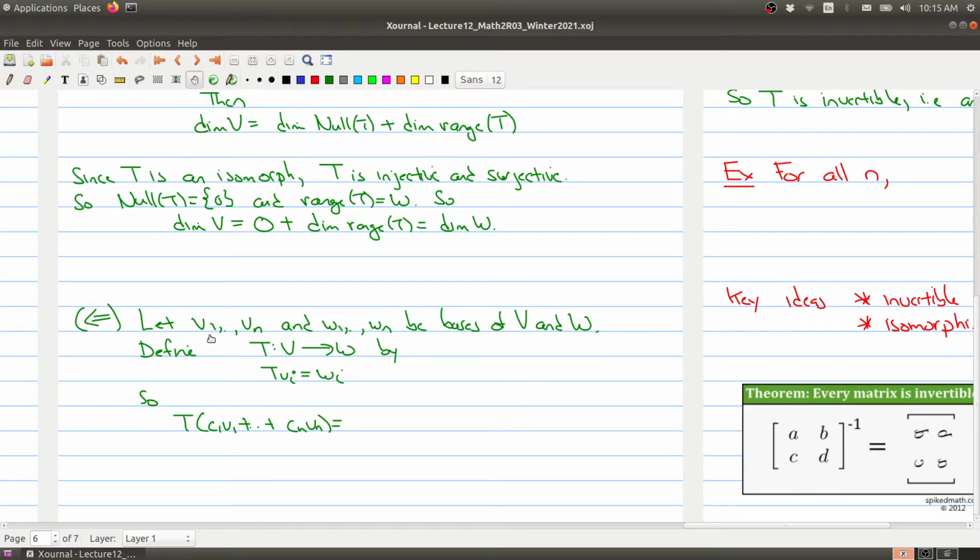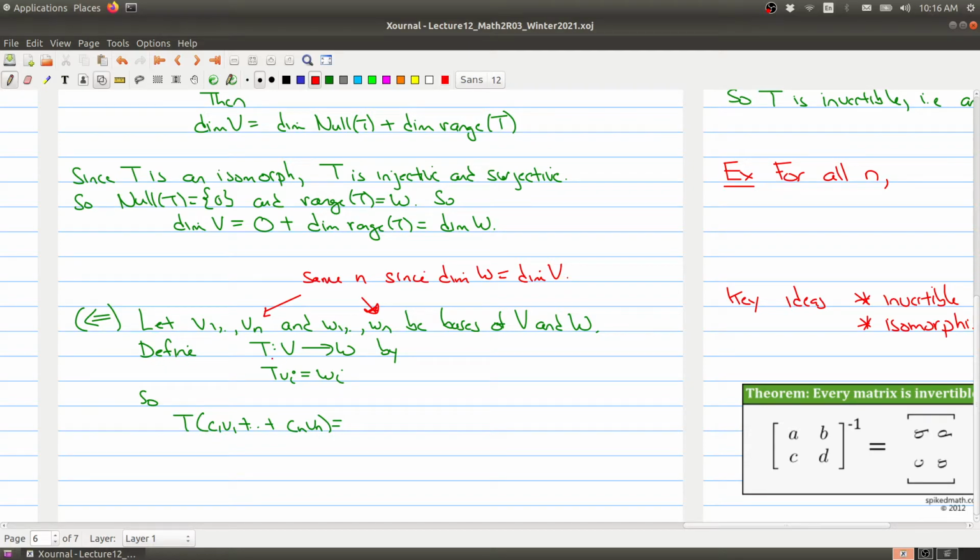So what we're going to do is say V1 through Vn and W1 through Wn are bases of V and W. And the dimension hypothesis is being used right here. N and N are the same, same N, since the dimension of W is equal to the dimension of V. This is actually where we're using our hypotheses.